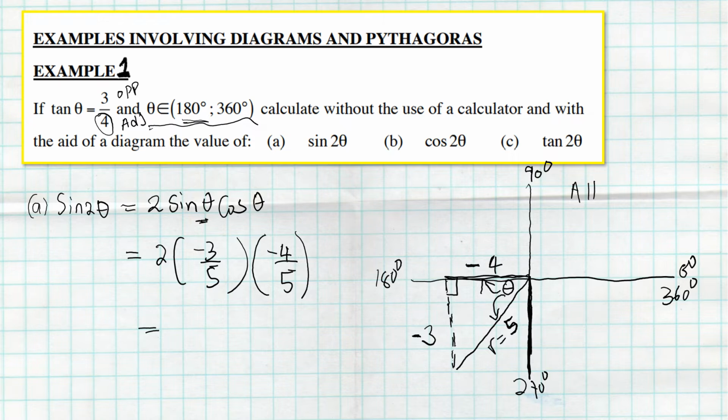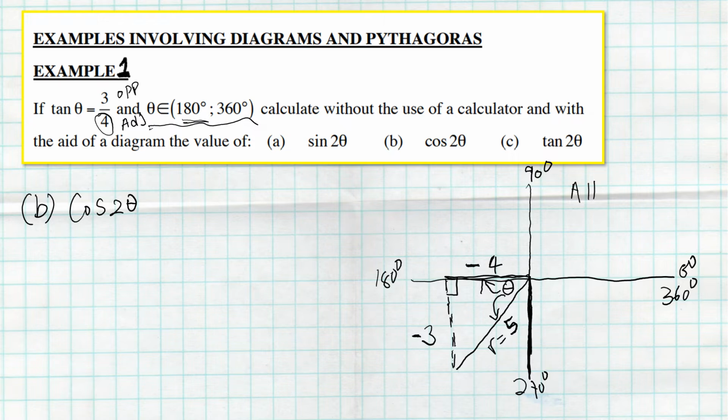So now we can determine the answer. 2 times minus 3, minus 6. Minus 6 times minus 4 is what? Minus 6 times minus 4 is positive 24. 24, then 5 times 5, it's going to be what? 25. So this will be the answer for our sine 2 theta. Can you see? Okay, let's go to number B.